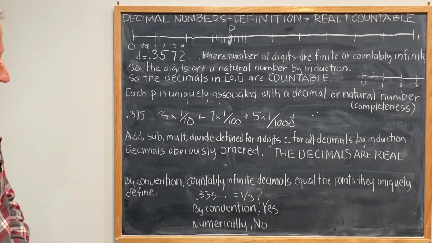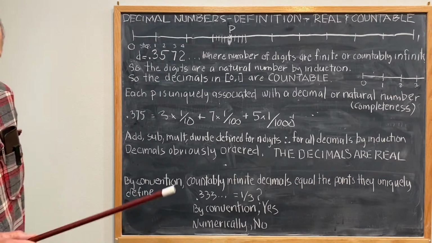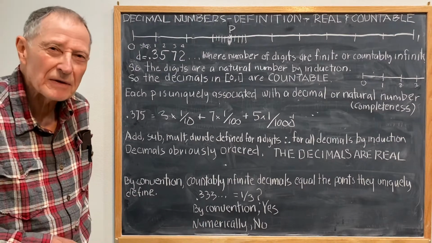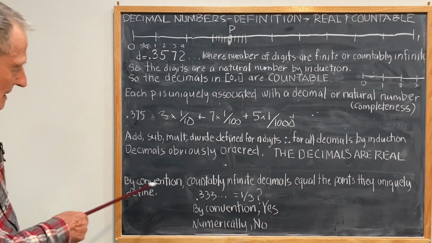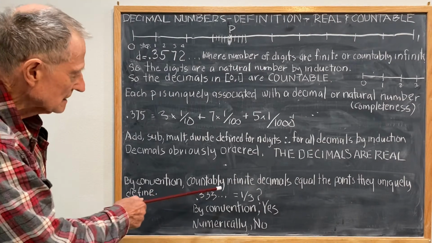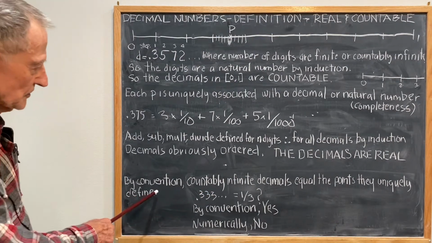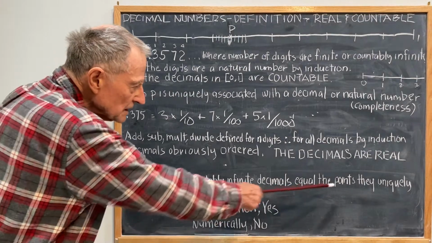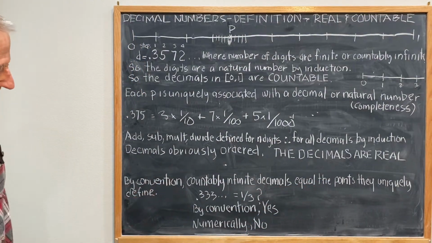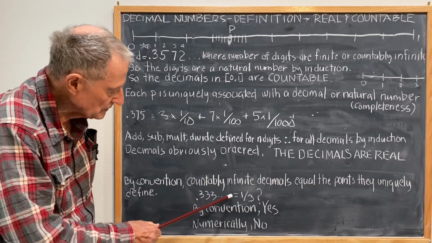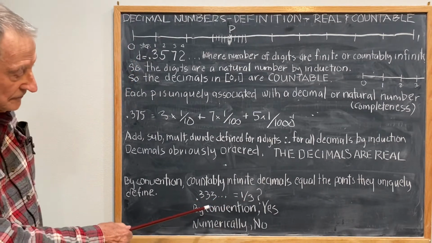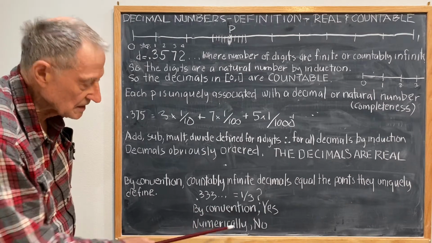Now, there's one special case that seems to come up a lot and give rise to a lot of discussion. I'm going to note that by convention, countably infinite decimals equal the points they uniquely define. So if you ask the question, is 0.333 equal to 1/3? By convention, yes. Numerically, no.